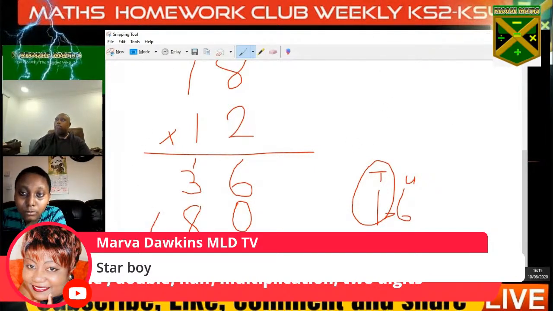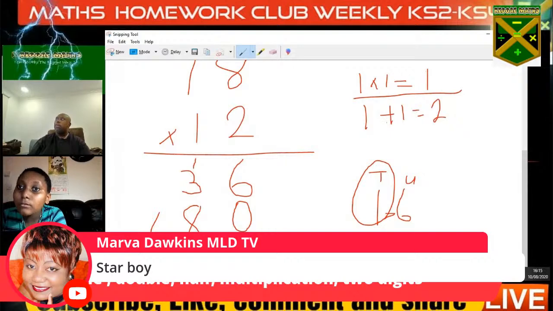This is what you're making mistakes with. 1 times 1 is 1. 1 add 1 is 2. Can you see the difference? Times, the number remains the same. Add, it's different. Now, let's get rid of this because I'm going to need that side in a minute.